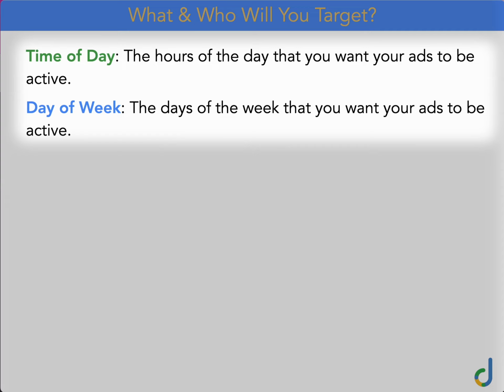Time of day and day of week. This is obviously the hours of the day you want your ads to be active, and then also the days of the week. As I said, you could break this down so that you only want your ads to show between 9 o'clock in the morning and 5 o'clock in the afternoon on Monday, Tuesday, Wednesday, and Thursday, and then you can have different times for Friday, Saturday, and Sunday.